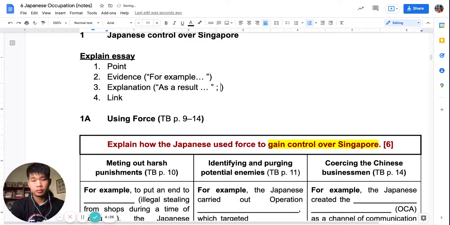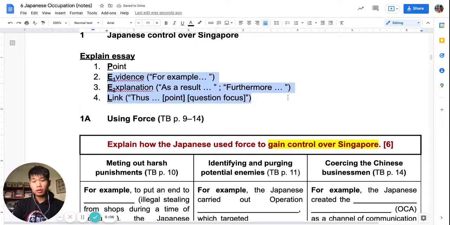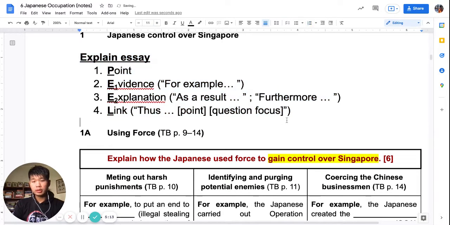And furthermore, and that's the link, which we just say thus. We put the point back in here, and put the question focus back in here. So this is the structure of an explain essay, which we will sometimes know as PEEL: point, evidence, explanation, link. Again, if you need to, write this down on a post-it. You can stick it in your textbook, in your notes. You have to have it somewhere.